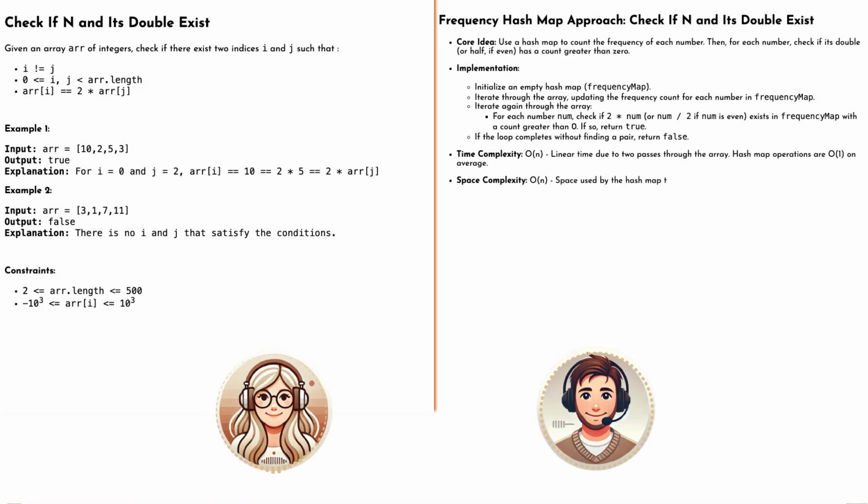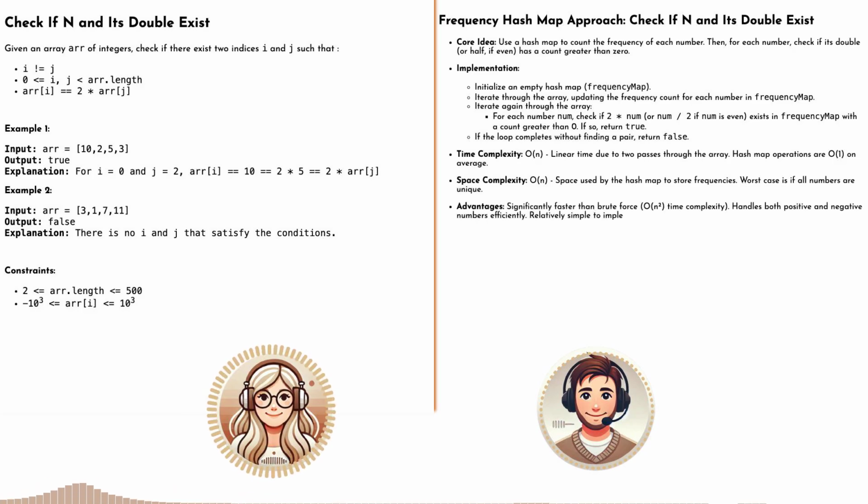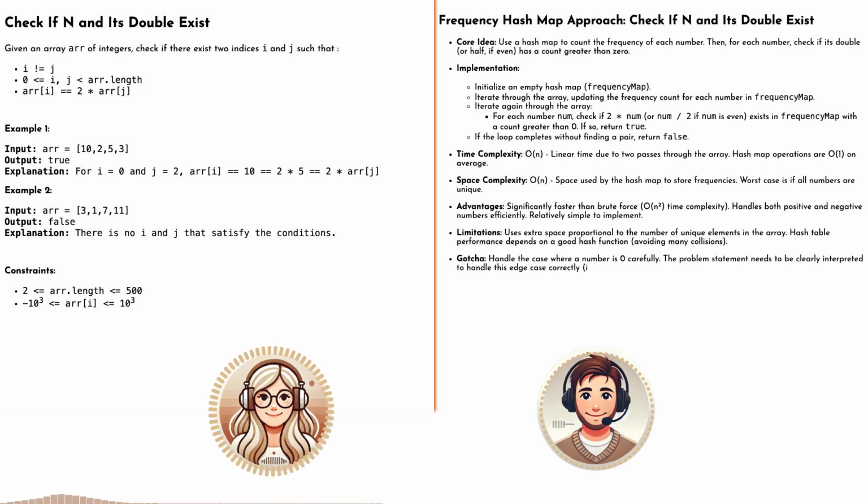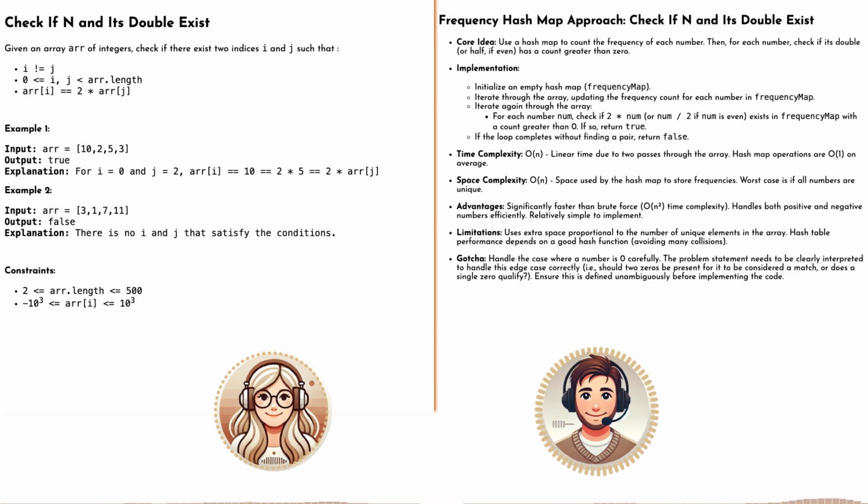Well, think about how sets work. They only care about unique values. But when we're talking about doubles, the sign of the number matters. For example, 2 and -2 are different values, but one is the double of the other. Ah, I see. A set wouldn't be able to capture that relationship. Exactly. And that's where the frequency hash map comes in. It's like a tally sheet where we keep track of how many times each number appears in the array. Okay, so it's not just about whether a number exists, but how often it appears.